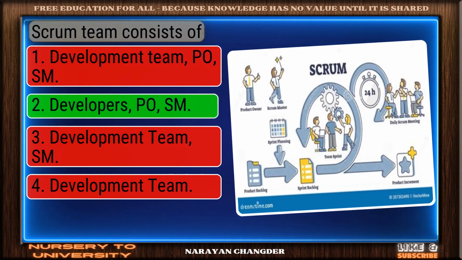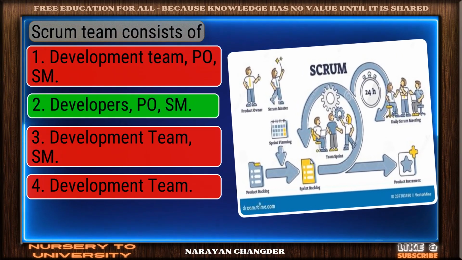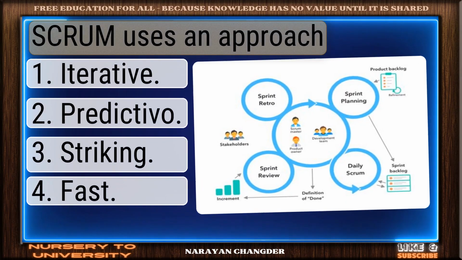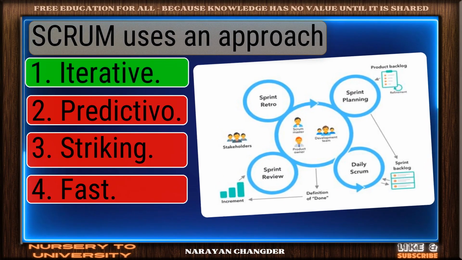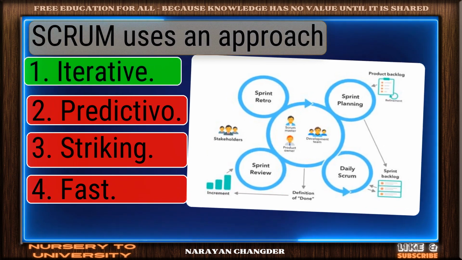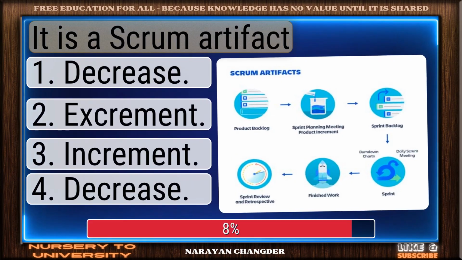You got it. Your choice developers, PO, SM is right. Question number 60. Scrum uses an approach. Bravo. Iterative is the answer. Question number 61. It is a Scrum artifact.